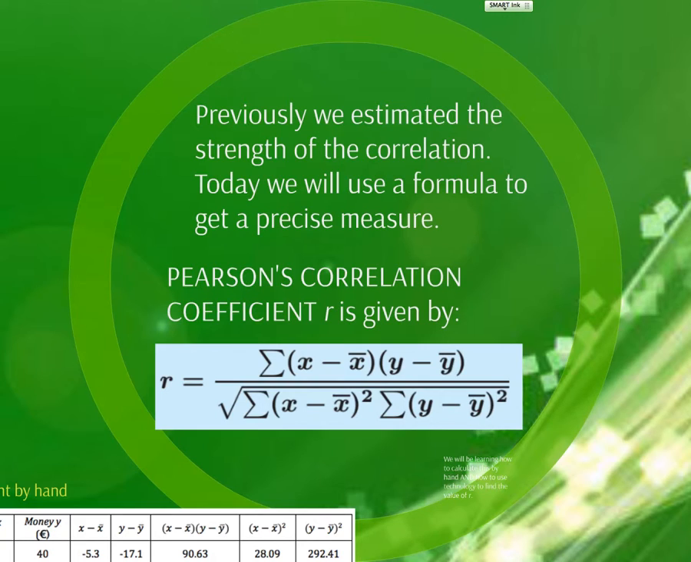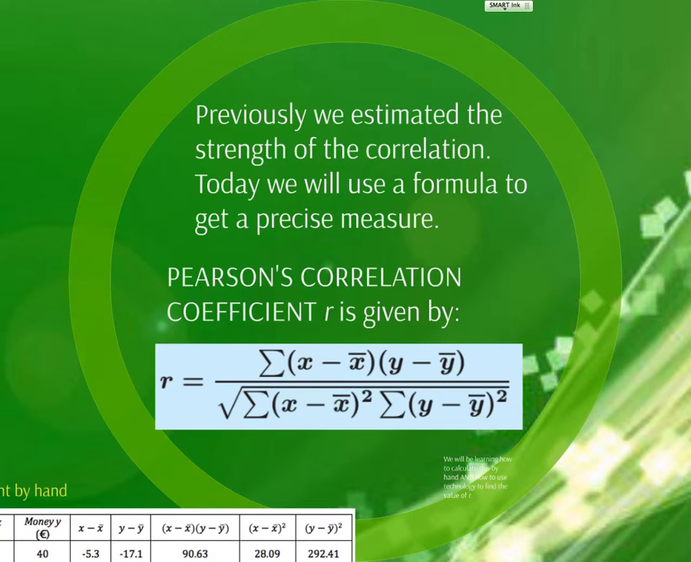So we know how to calculate X bar and Y bar. We add all of them up, divide by how many. We know how to do that. We also know how to subtract, lots of subtractions. We know how to square things, so we can square things. And what does sigma mean here?